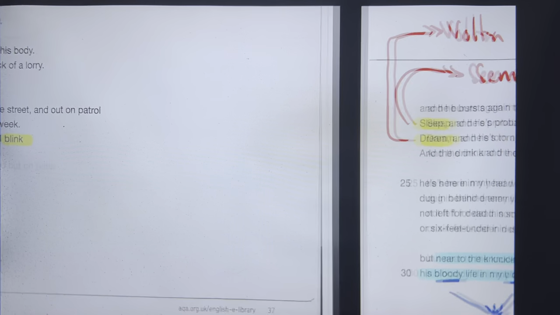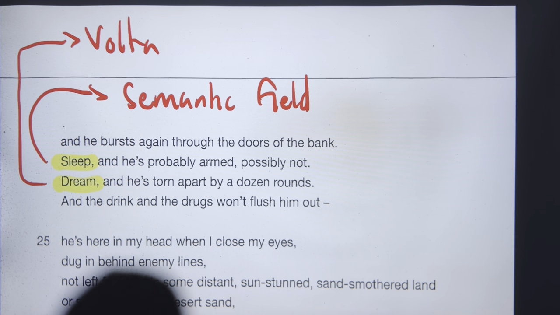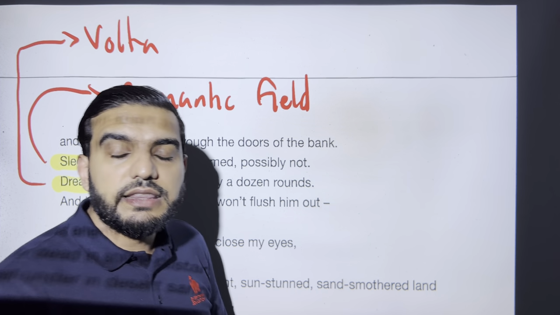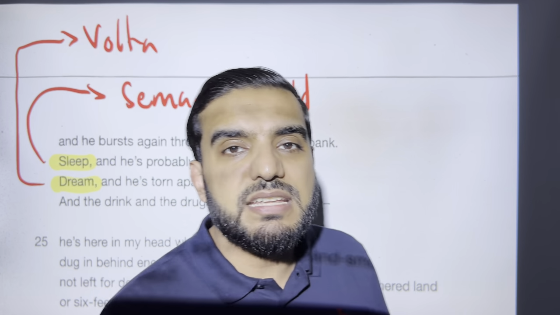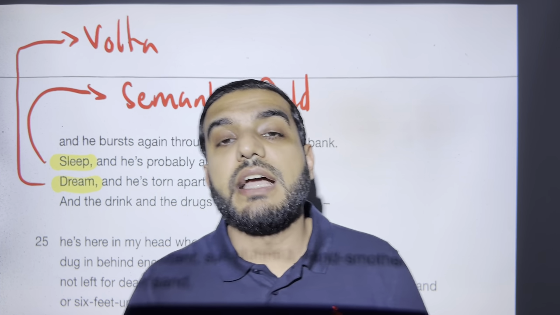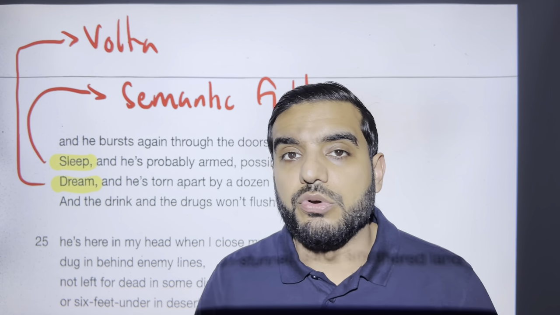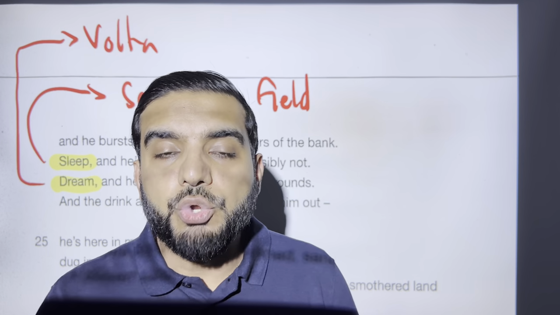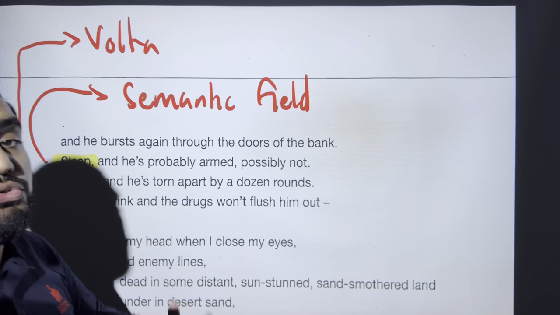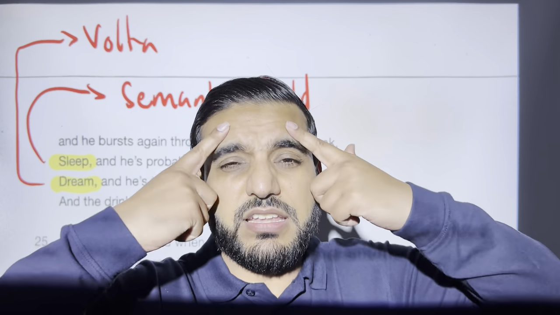And then, guys, blink, sleep, and dream. I just use these three words, guys. Blink, sleep, and dream. And these three words, for me, create a semantic field. And the semantic field is the idea of peace. When you blink and you sleep and you dream, that is when you are at peace, guys. That is when you can rest. But imagine if you couldn't sleep anymore. You'd go crazy. You'd go insane. And that is why, guys, this semantic field shows you how this man is not physically affected. It's the mind that's been affected. And that's the volta.